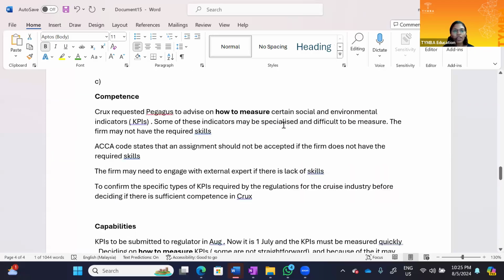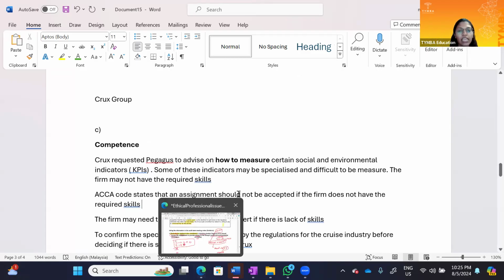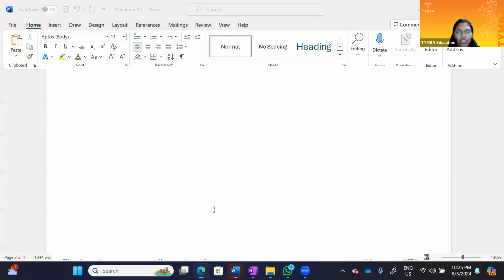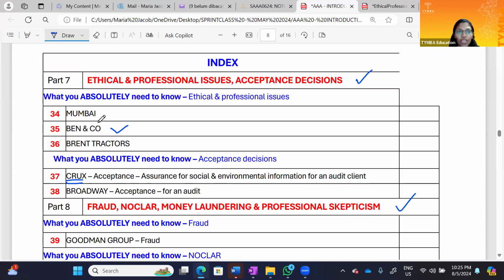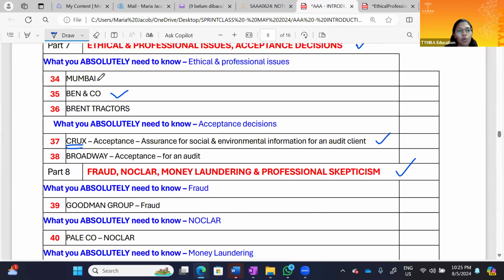Now, does anyone have any questions on Crook's group? No? If you don't have any, I want to go and look into the next topic. Let me just glance through with you. We have already done Benko in class just now, and Crook's also. I will provide you with the answers for Mumbai, Tractor, and also Broadway.